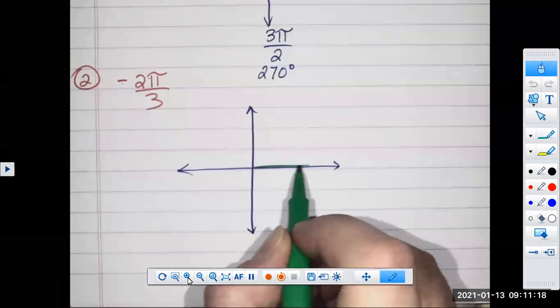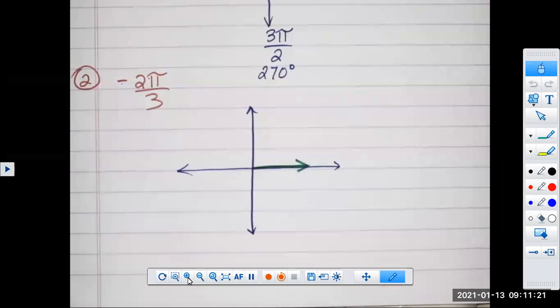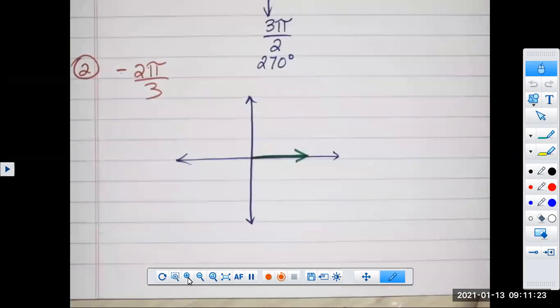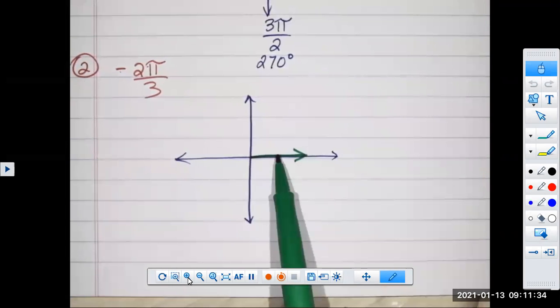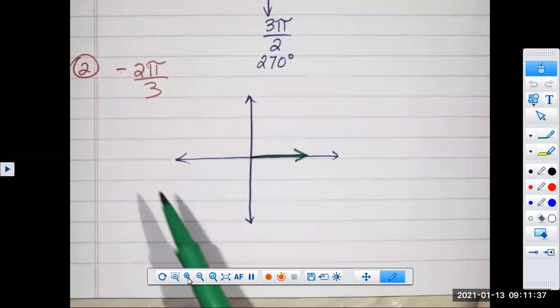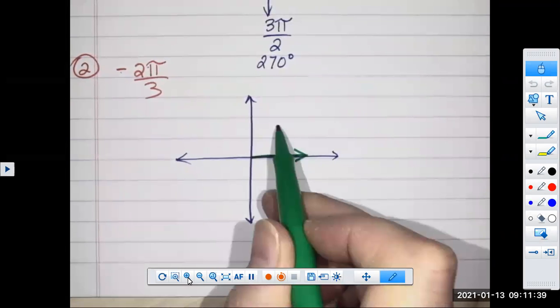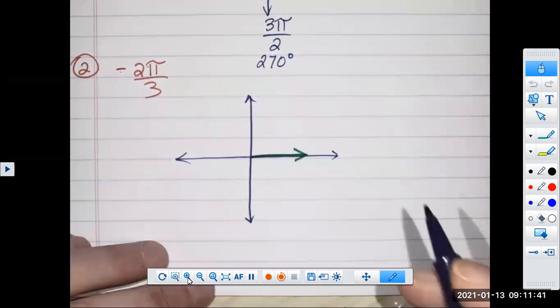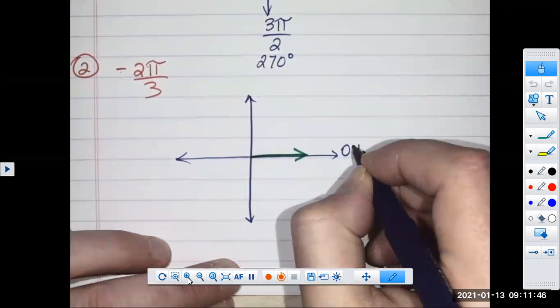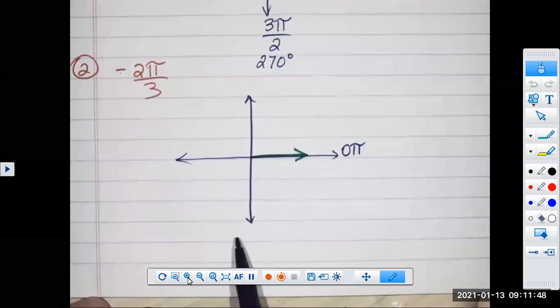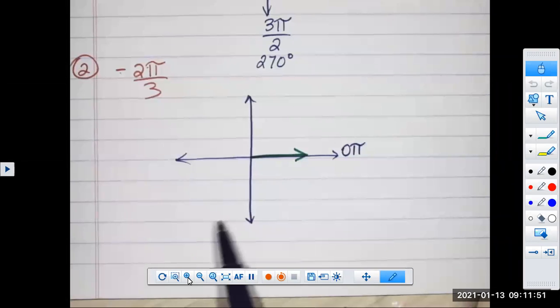Always starting at the positive x-axis. Okay, this time this is a negative angle, so we actually have to go clockwise. We're going clockwise rotation. So if we do that, I'm starting at 0 pi. If I rotate here, what is this in terms of negative angle?